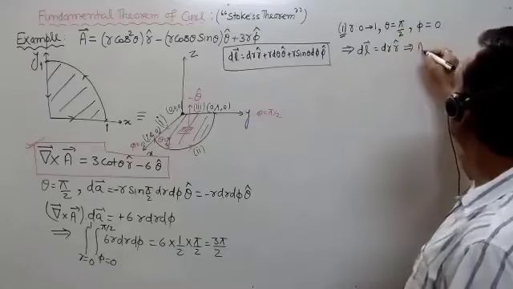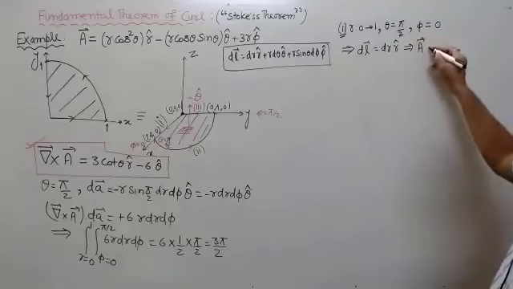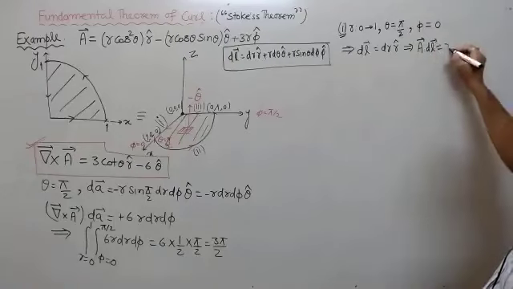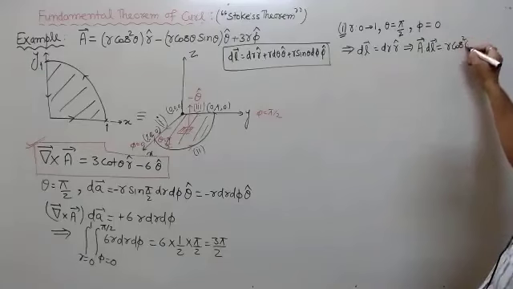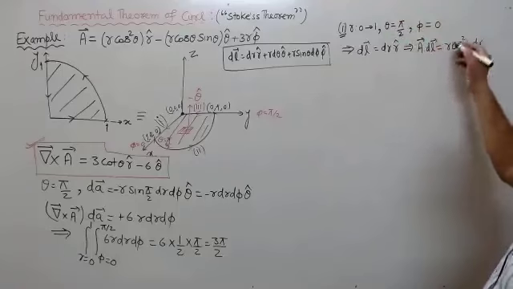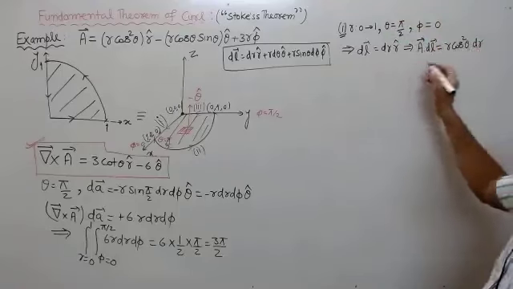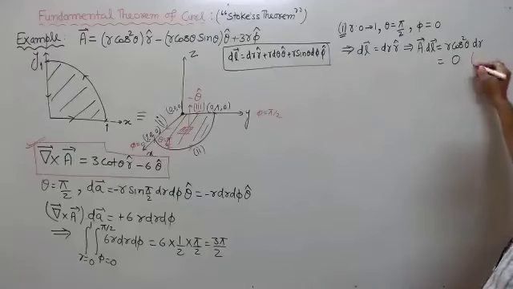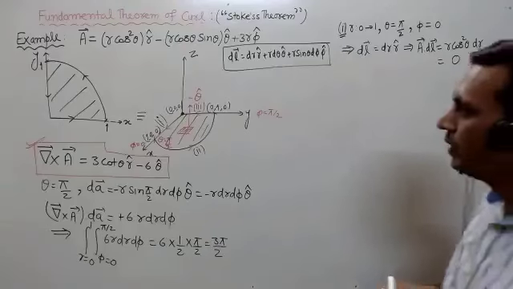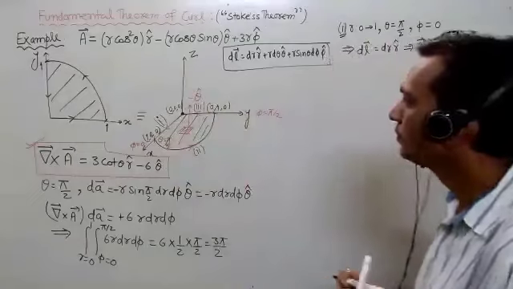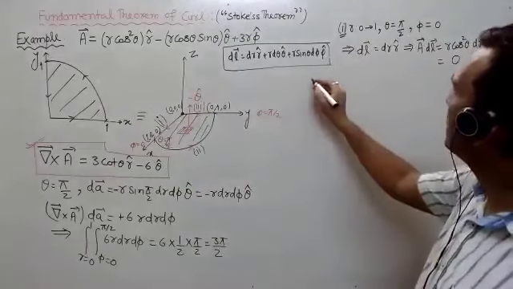So what will be A dot dl? This is r cos square theta dr, and theta is pi by 2, so cos 90 is 0. So this will give you 0 value. So along segment 1, the line integral will be 0. Then segment 2.